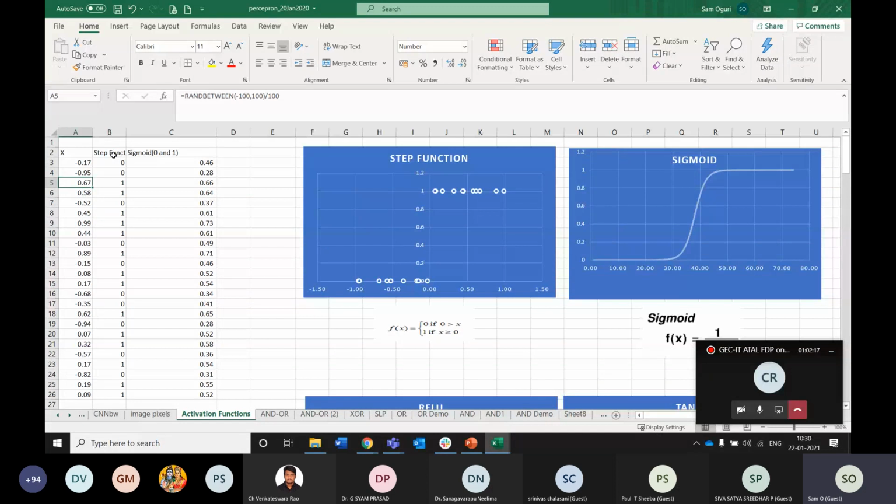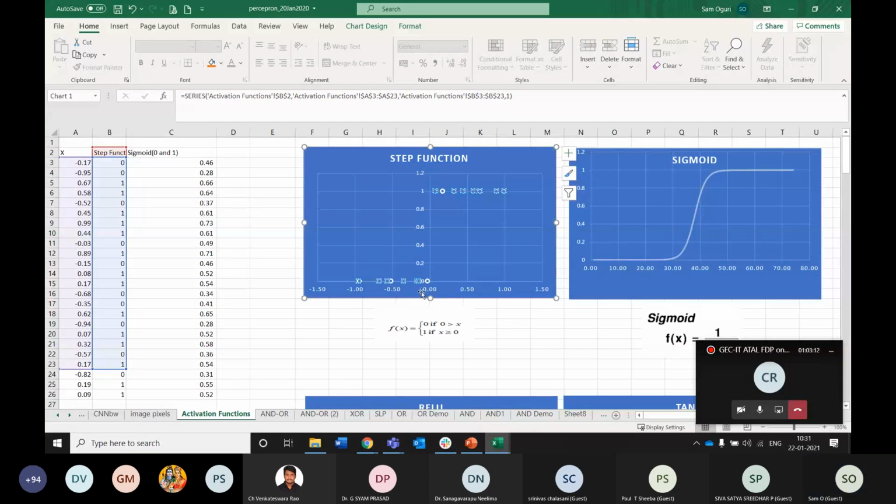What the step function does is, if the value is greater than 0, it gives me an output of 1. If the value is less than 0, it gives me an output of 0. Since negative values are always less than 0, it is giving an output of 0. Take the example of 0.67. Since it is greater than 0, you are getting an output of 1. If you plot all of these, you get a curve of this type. So that's what a step function does.